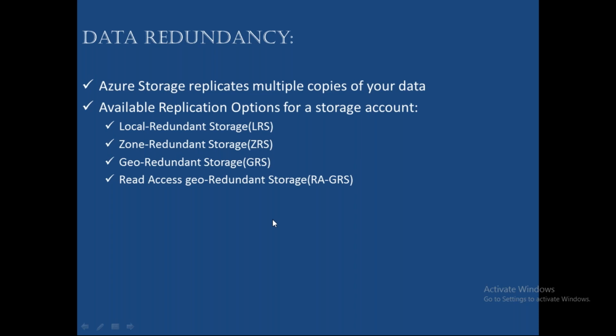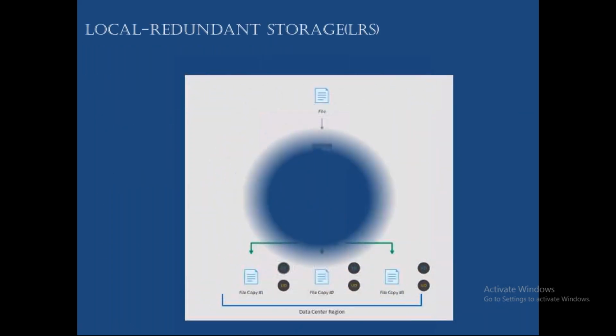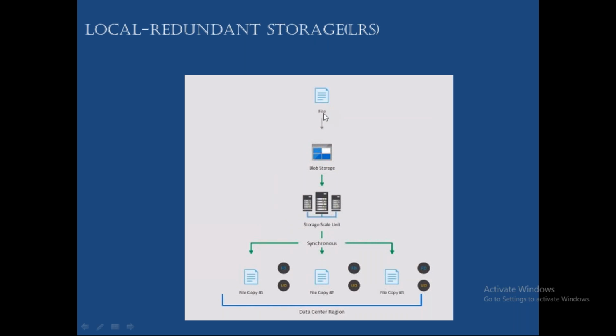What is LRS? It's local. Local means all your 3 copies of data will be at a single physical location. It's nothing but a single data center, a single availability zone. Let me show you. See here, you upload a file into the blob storage. Here you have a storage scale unit, which is one availability zone. In this particular availability zone, you will have 3 copies of data.